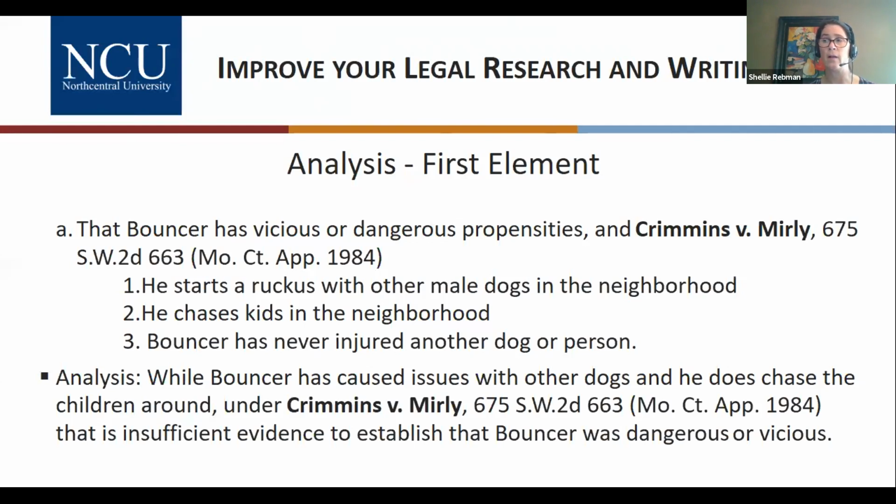So using the same outline that you've been adding to, just add in your analysis under each element. Again, we're just looking at the first element, and that requires that Bouncer has vicious or dangerous propensities. So your legal analysis of this issue and the facts might include something like, well, Bouncer has caused ruckuses with other dogs, and he does chase the children around. Under Crimmins versus Murley, that is insufficient evidence to establish that Bouncer was dangerous. Therefore, there is insufficient evidence to prove that Bouncer had a vicious or dangerous propensity.